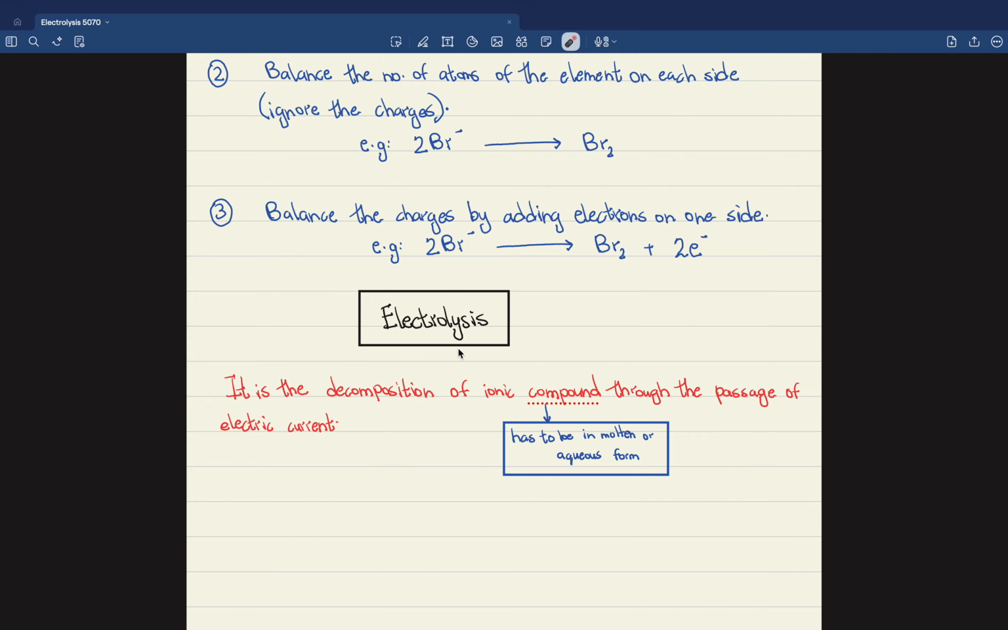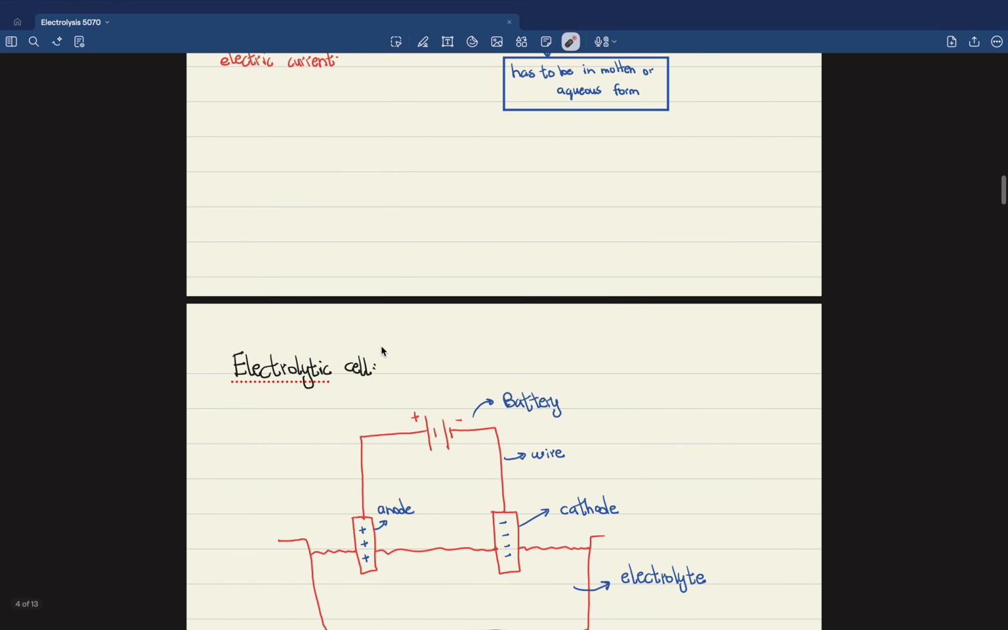Okay, and we also discussed what electrolysis was at its core. It is the decomposition or the breakdown of an ionic compound through the passage of electric current or through the passage of electricity. Lysis means breakdown, electro means through the use of electricity. Okay, and this ionic compound must be in liquid form. It has to be in molten or aqueous form, right?